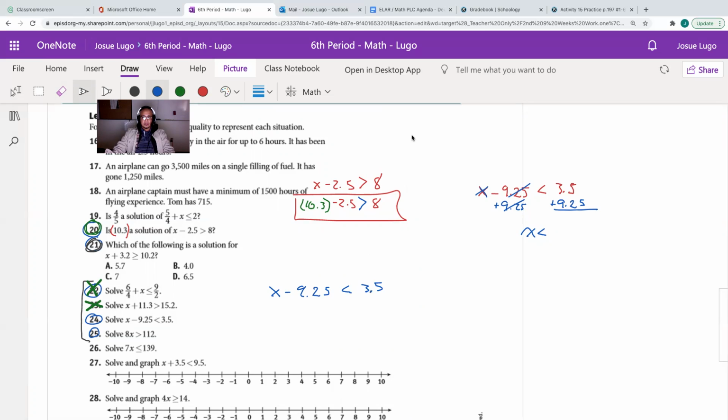Okay, so I need to isolate the x. What's the opposite of subtracting 9.25? Well, of course, it's to add 9.25. Whatever I do to one side, I must do to the other. So I must add 9.25 on the other side. And x will be less than whatever 3.5 plus 9.25 is, and that's going to be your answer on Schoology.